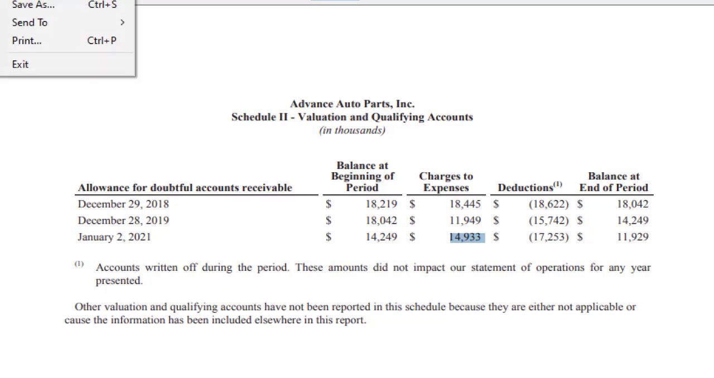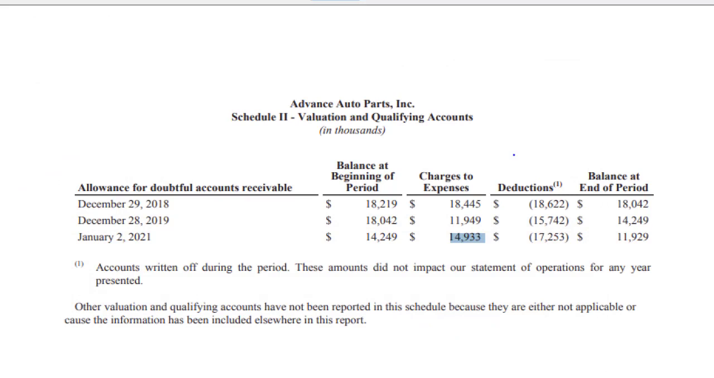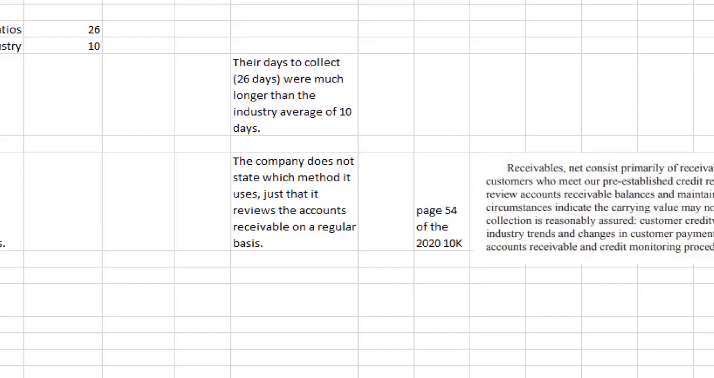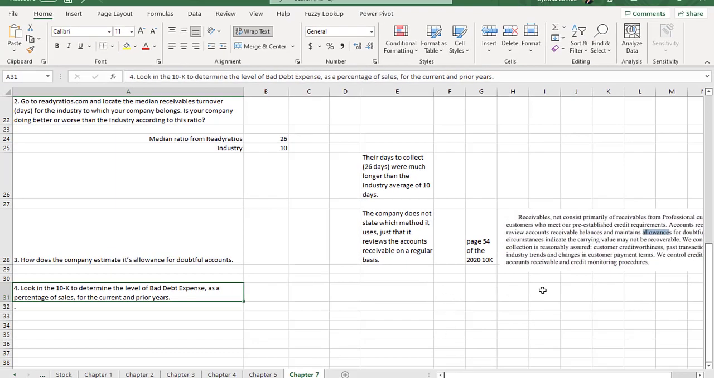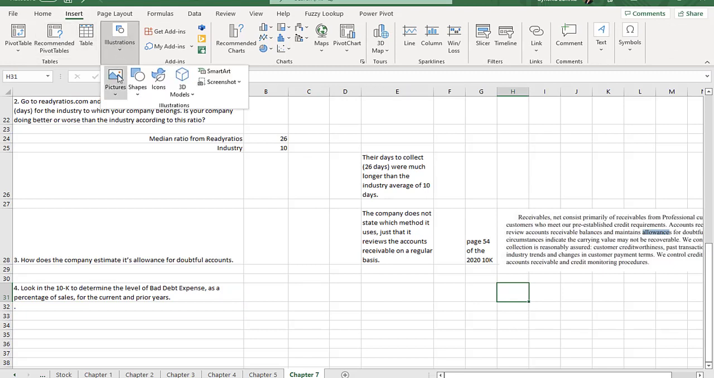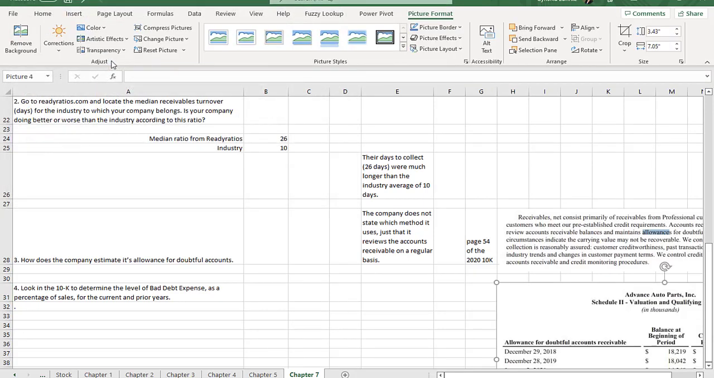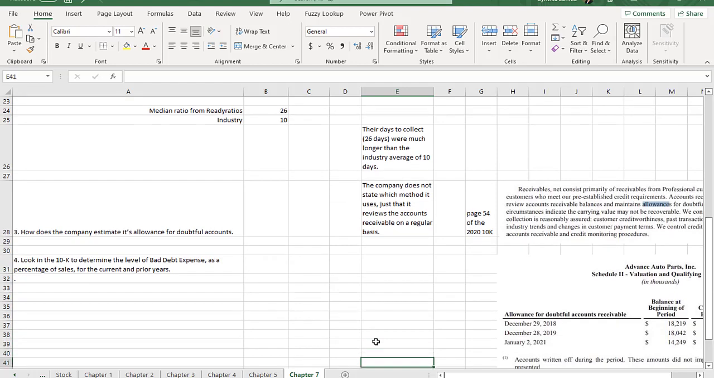And I'm going to save it. I'll save it just as bad debt expense, because again, I'm just going to insert it. I go back to my, and again, I'm going to put it over here by my evidence. Insert. And there it is. Let's arrow down a bit.